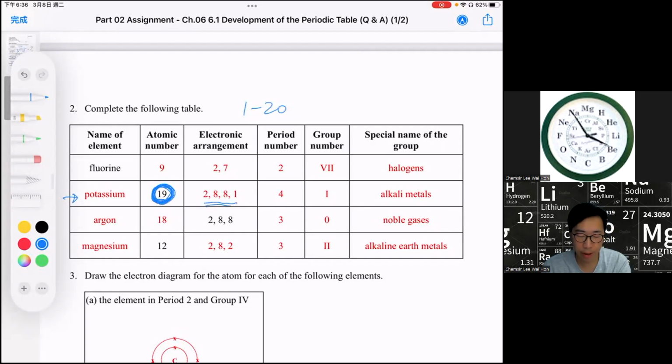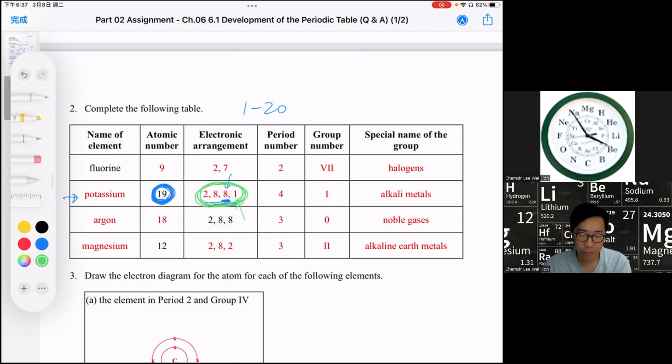And then for a potassium atom, bear in mind that although the third electron shell can be occupied by 18 electrons as the maximum number, for a potassium atom, do remember the third electron shell will contain only 8 electrons. Therefore, the 19th electron should go to the fourth shell. That means this electronic arrangement, somehow you have to remember it, okay, 2,8,8,1.